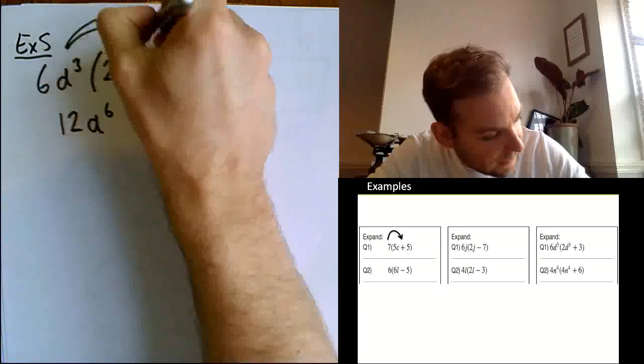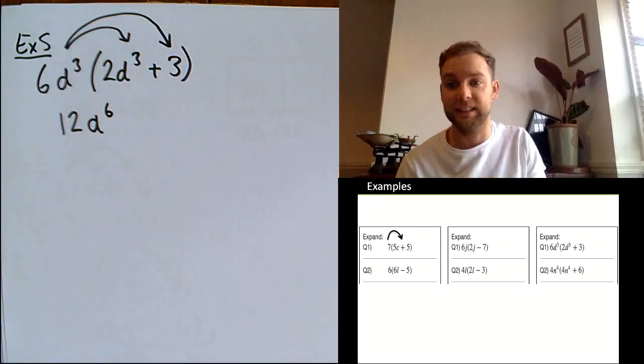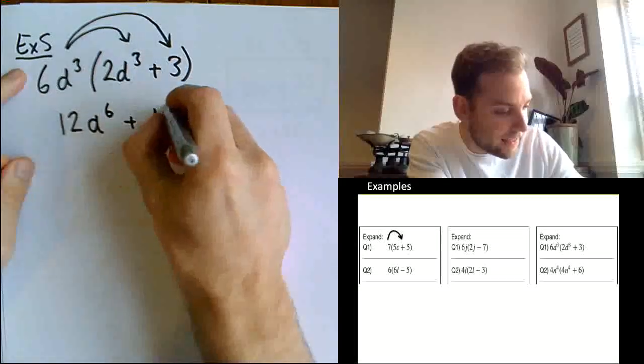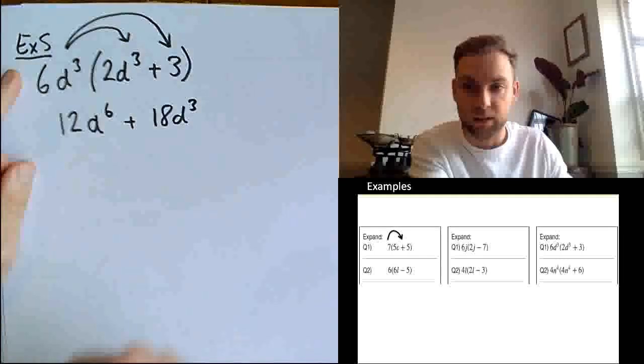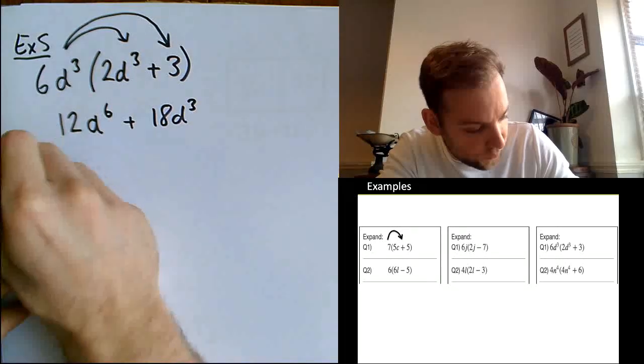Next one, 6d cubed just times by 3. Well, what's 3 lots of 6d cubed? That's going to be equal to 3 times by 6 is 18 lots of the d cubed, like so. Brilliant. So let's have a look now at example 6.